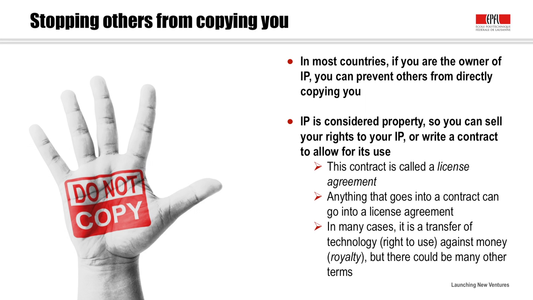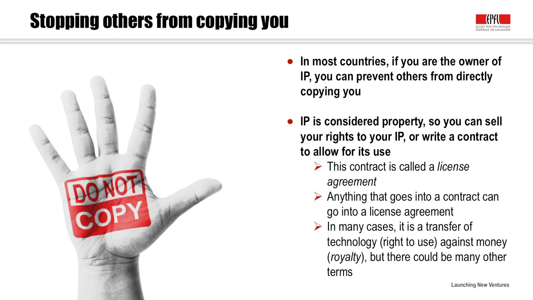Generally speaking, in most countries, if you are the owner of intellectual property, you can prevent others from directly copying you. However, we have to remember that it is property. So it has the same kinds of rules and regulations that you'd have with other types of property as well. So you can sell your rights to your intellectual property. If you invent something and you gain some intellectual property on it, you could then write a contract to allow for its use by someone else, or you could even sell your rights to that invention to someone else.